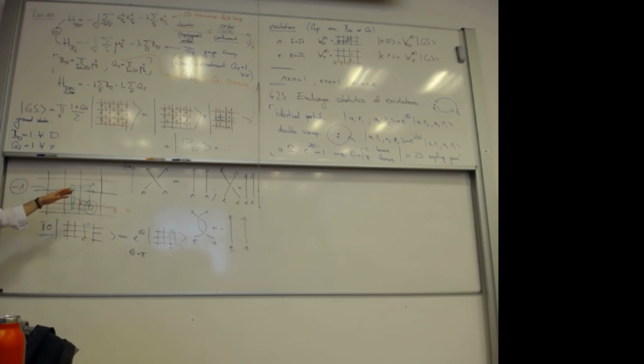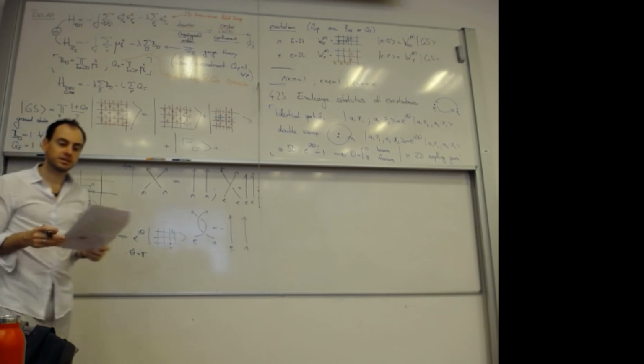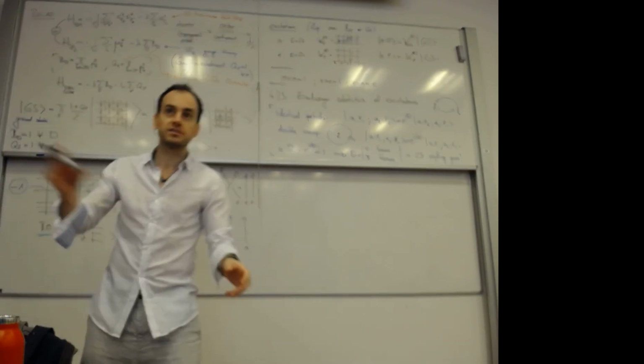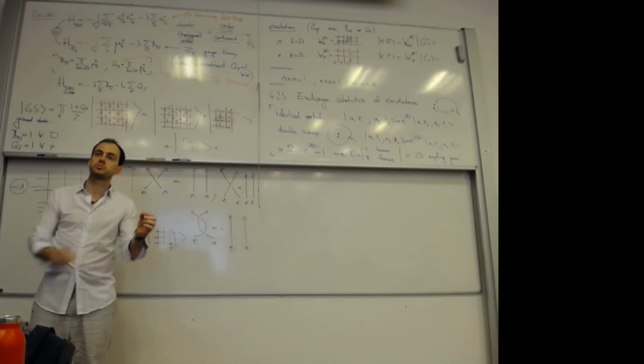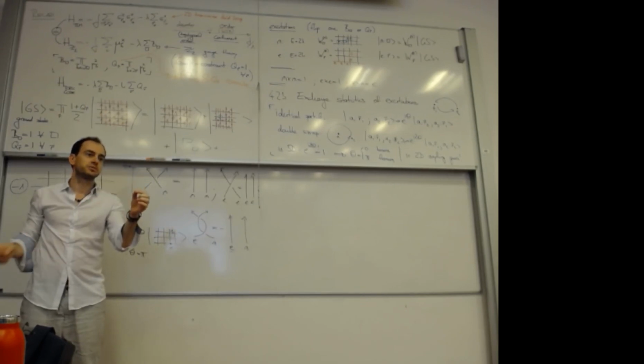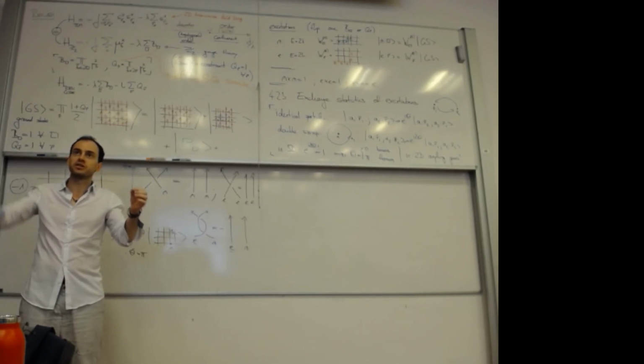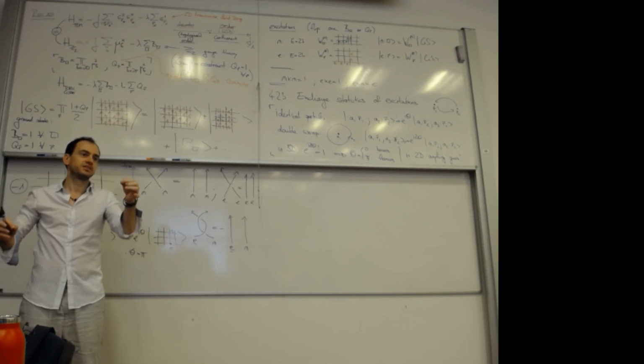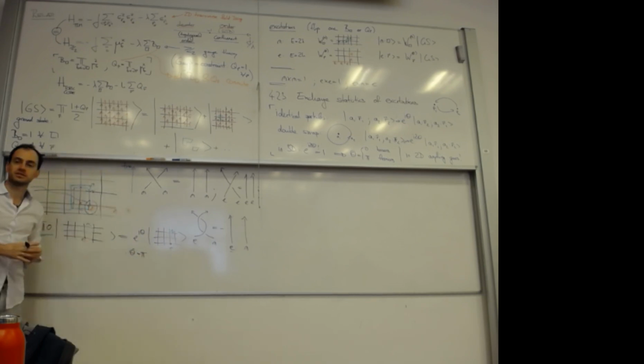So the point is that in this model we have excitations above the ground state, and these excitations are the ends of open strings. And when you want to bring one of these open ends around another one, there's no way to avoid intersecting the other string. And in this intersection process, you apply a minus sign.